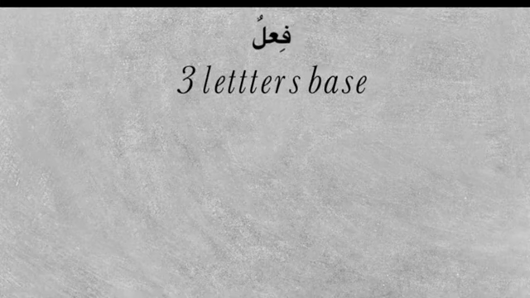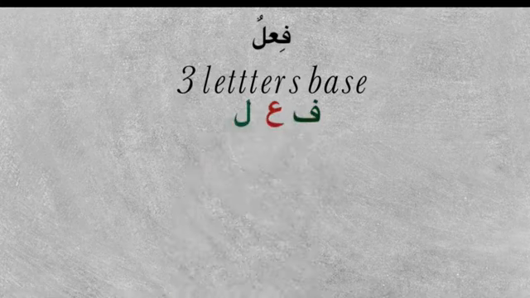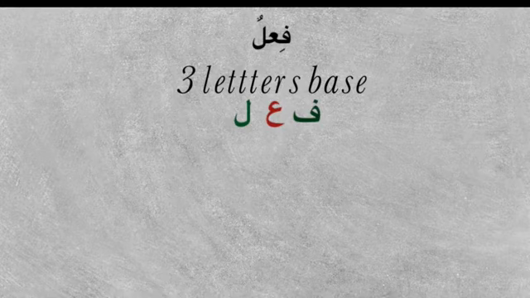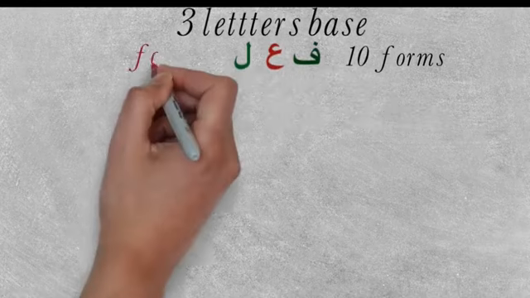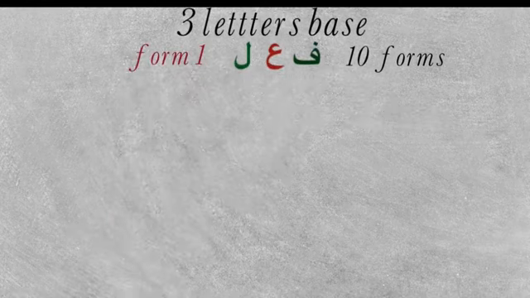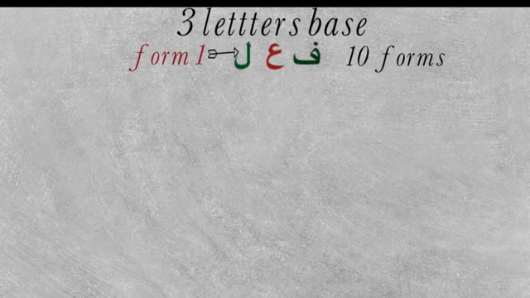We know that the three letter base is termed as fa kalima, ain kalima and lam kalima, and we know that the action takes place only on the ain kalima, and fa and lam kalima are the constants, so they always have fatha in madi. This three letter base has 10 forms, and we're doing form 1 in detail. Form 1 is the basic three letters: fa kalima, ain kalima and lam kalima.